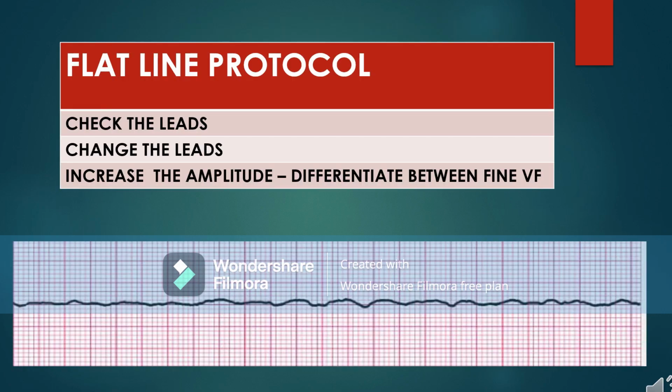We have to follow the flat line protocol in case of a straight line or isometric line. That is: check the leads, change the leads and increase the amplitude. Increasing the amplitude will help us to differentiate between fine VF and asystole.